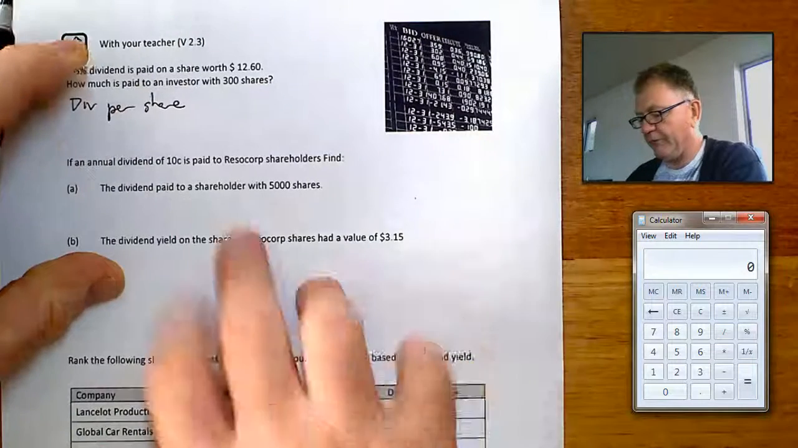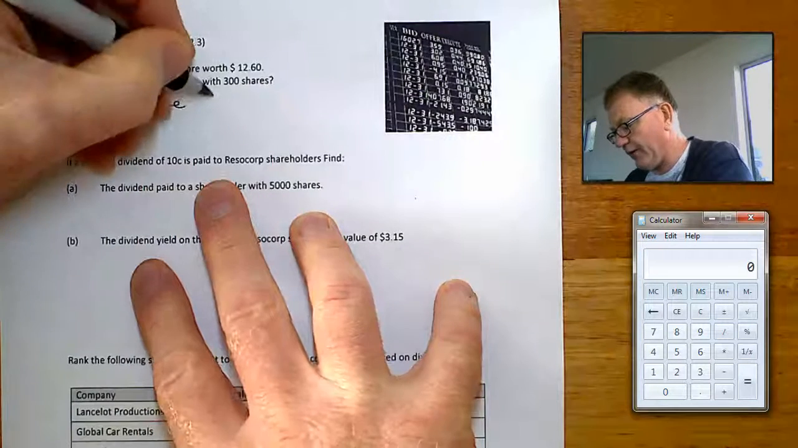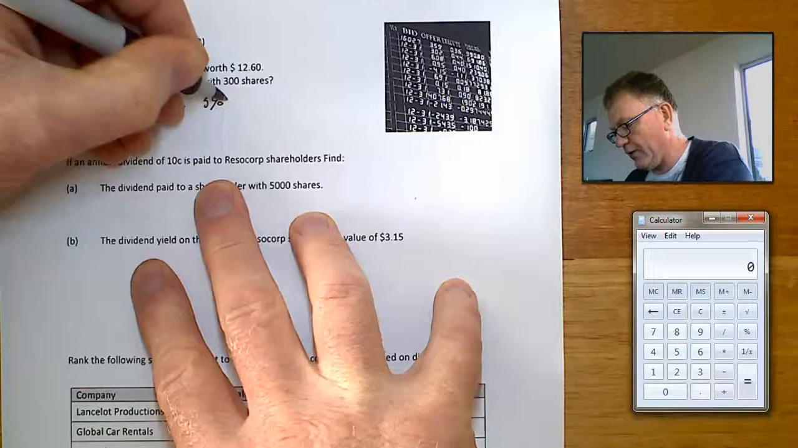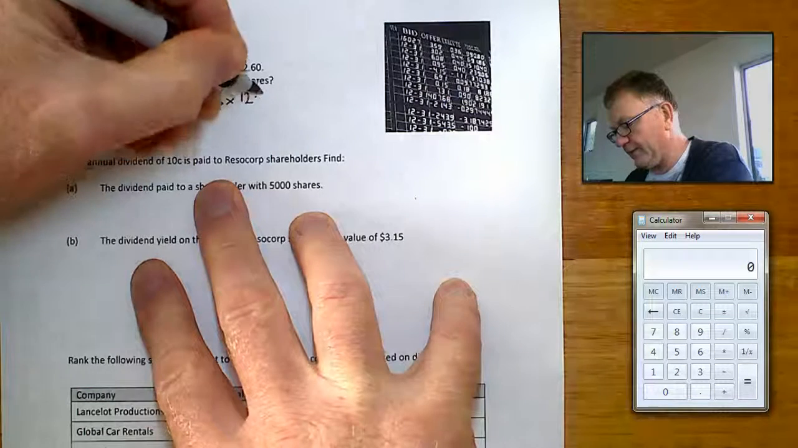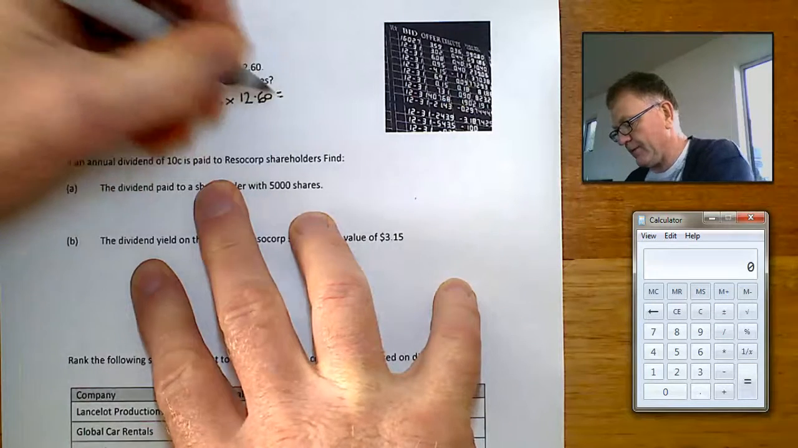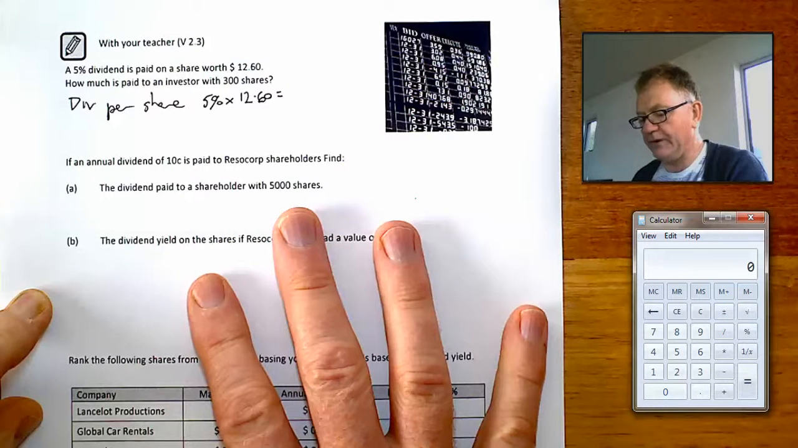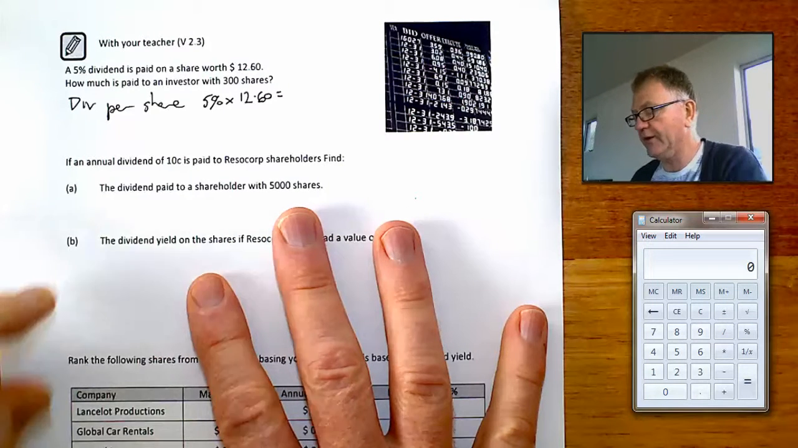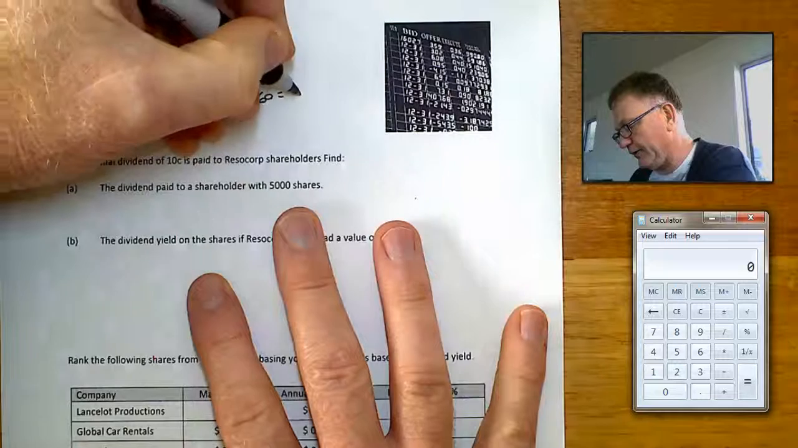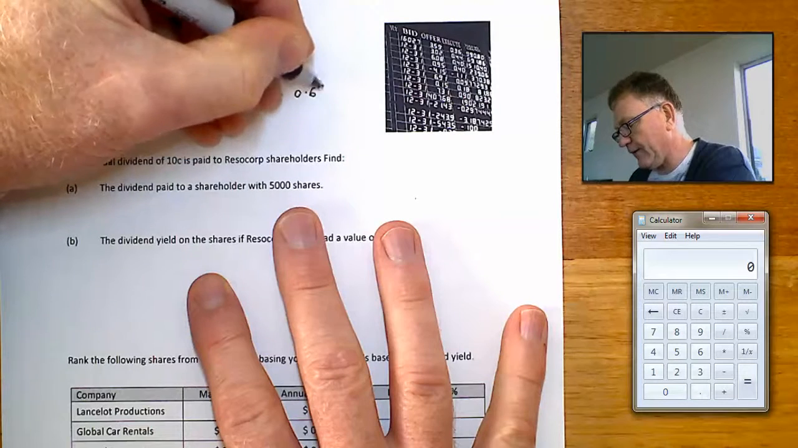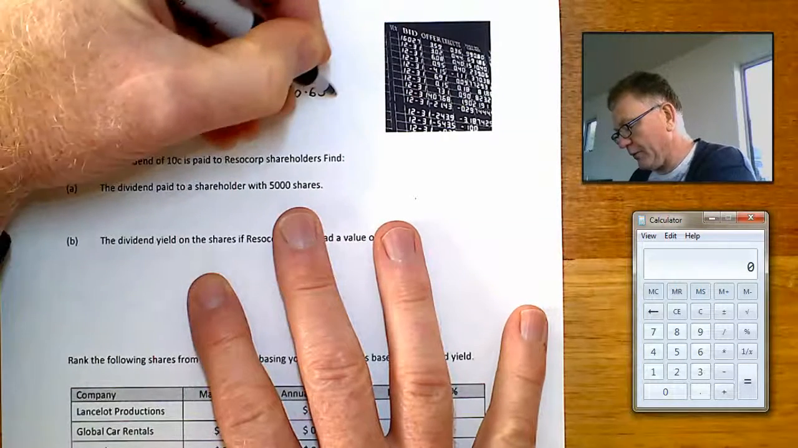It's a 5% dividend, so that means it's 5% of $12.60. And you can check this on your calculator. 5%, 5 divided by 100 times $12.60 is 63 cents is the dividend paid per share.